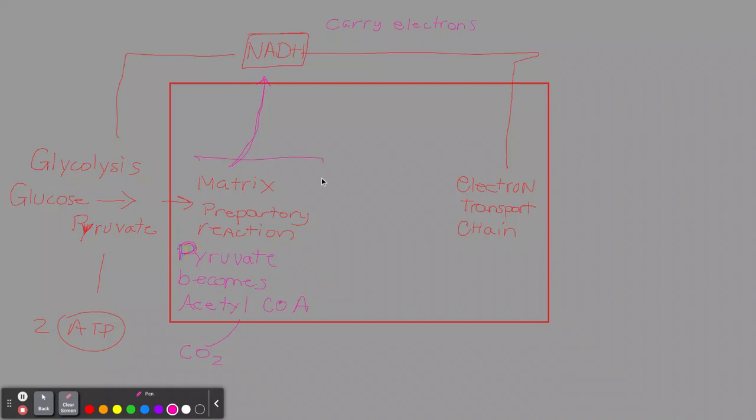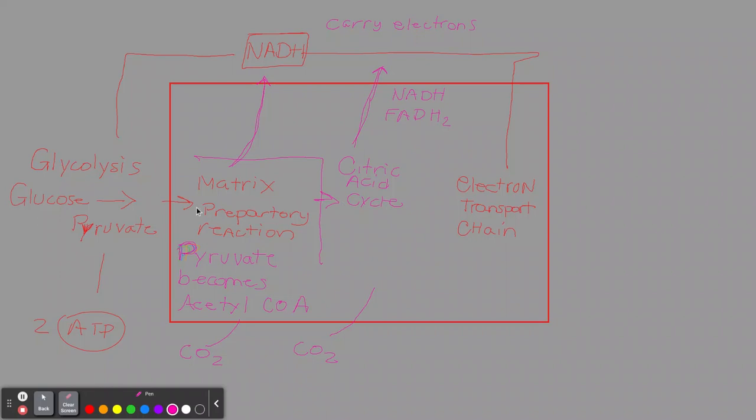The next stage, we'll put a little box over here, after the preparatory reaction, is the citric acid cycle. And it's sometimes called the Krebs cycle. And in that cycle, CO2 will be released also. And then we're going to get more NADH, and another one called FADH2. And don't worry about those too much. We're going to talk about each one in other videos.